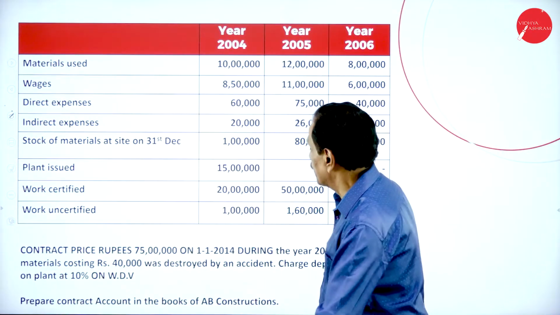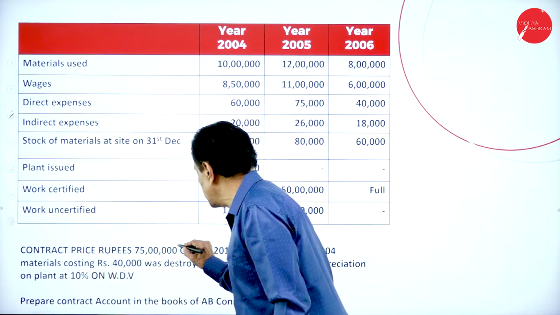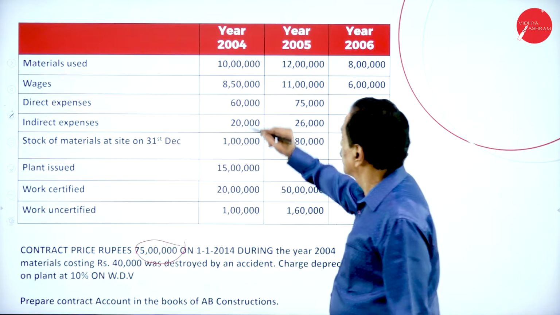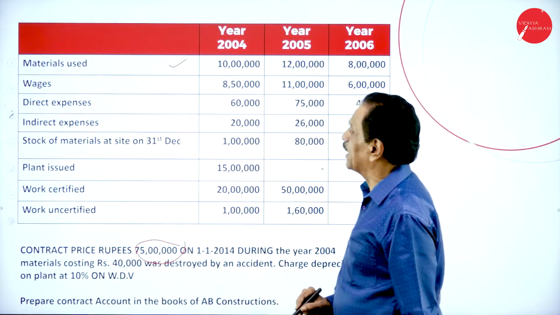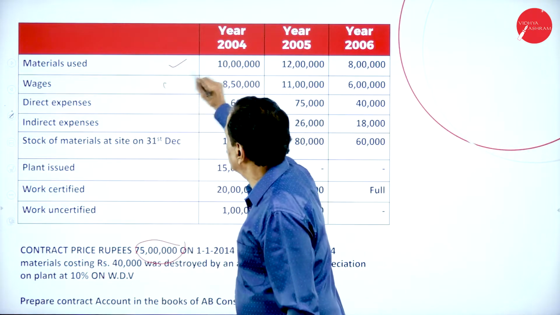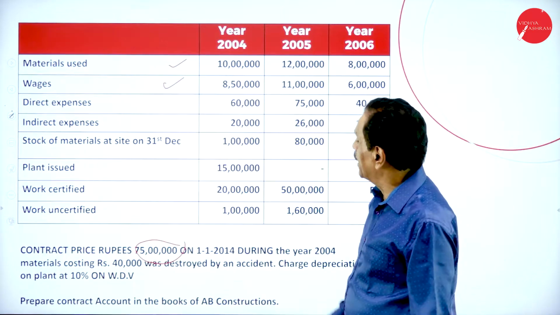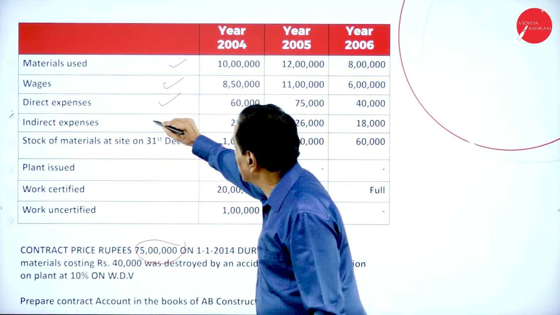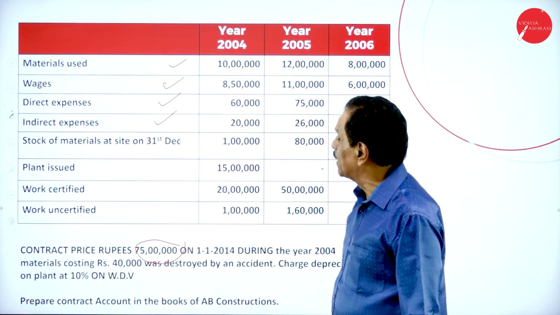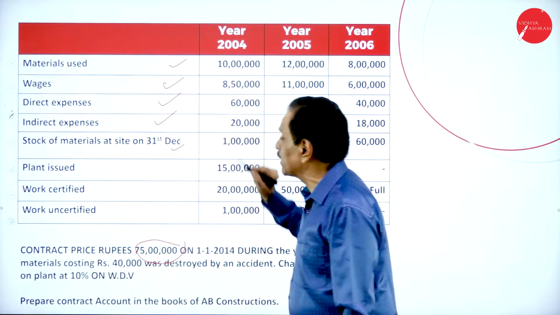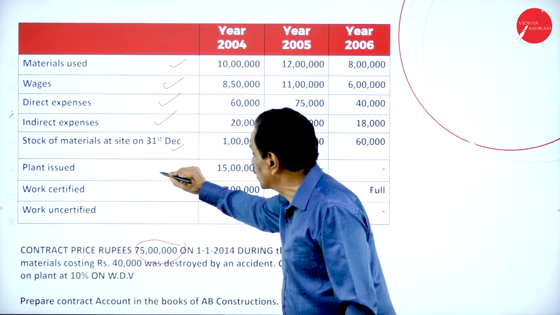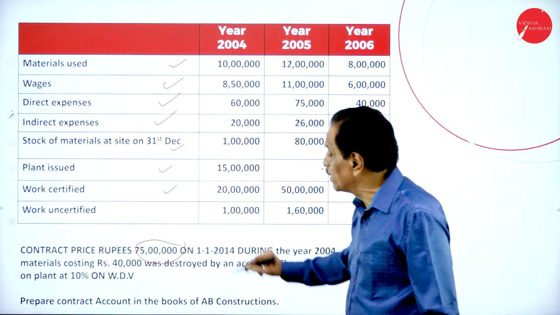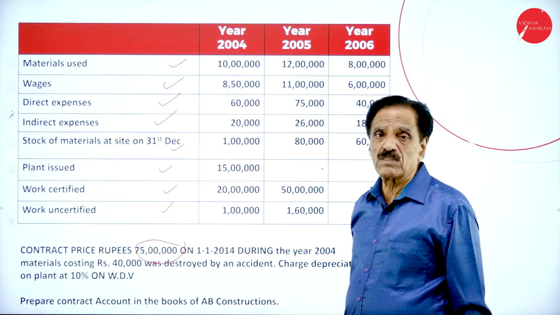So here your contract price is 75 lakhs and material used comes on debit side of the contract account. Wages, contract account debit side. Direct expenses, contract account debit side. Indirect expenses, contract account debit side. Stock of materials, contract account credit side. Plant issued, contract account debit side. Work certified, contract account credit side. Work uncertified, contract account credit side.